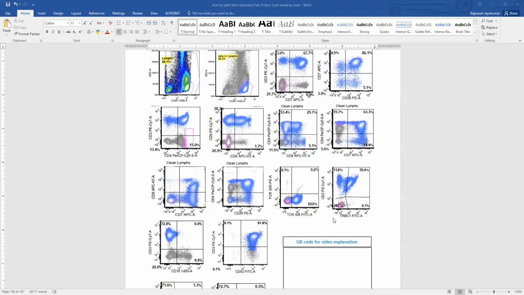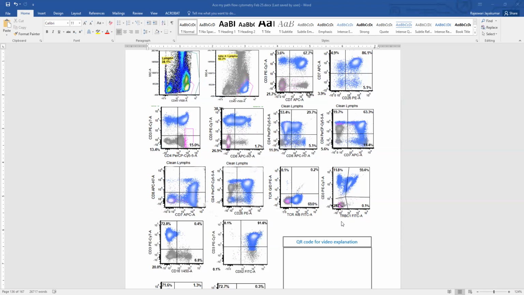So that's what this flow plot is for. In a normal specimen, you will see the T cells as a mixture of both T cell receptor beta constant region 1 positive cells and beta constant region 2 positive cells. So if there is only one population, either just 1 positive or 2 positive, that means it is monoclonal or monotypic.